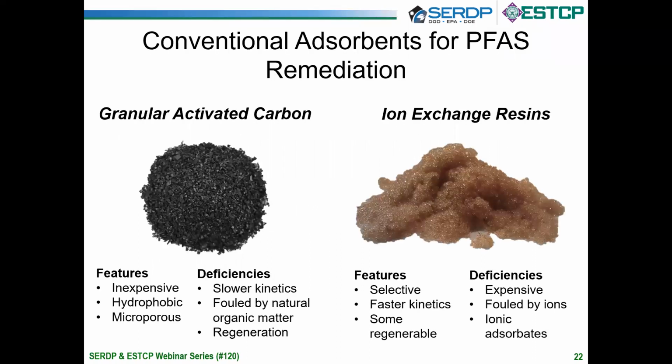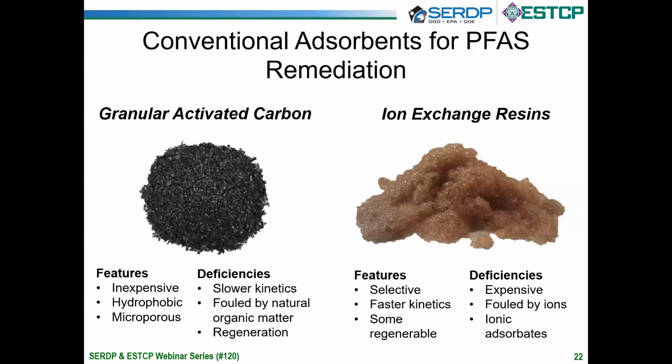So granular activated carbon and ion exchange resins are conventional adsorbents used for water remediation, and both have been used for the remediation of PFAS-contaminated groundwater. These are relatively mature technologies, and we know a lot about the features that make them effective and some of the deficiencies that limit their broad application and motivate the search for alternative adsorbents. Let's consider granular activated carbon first.